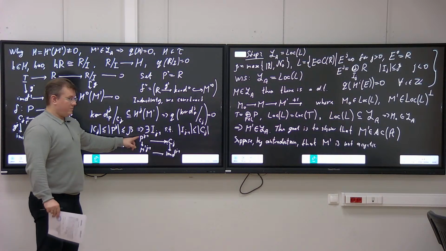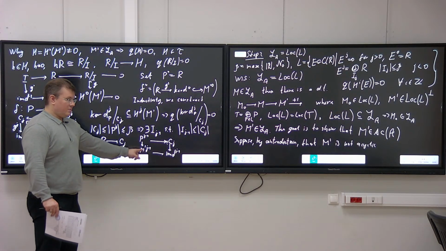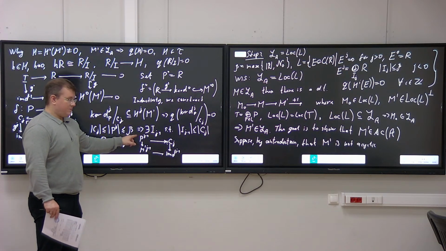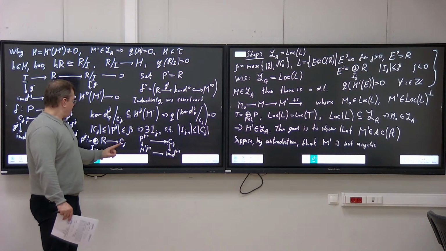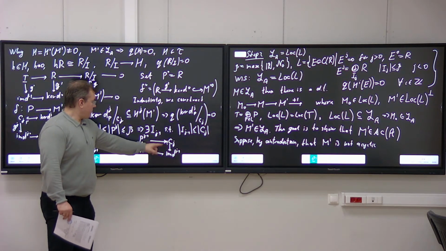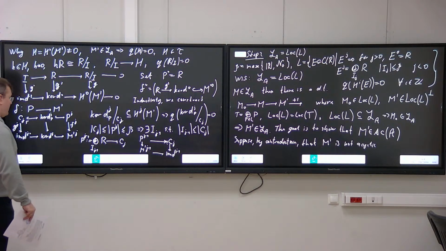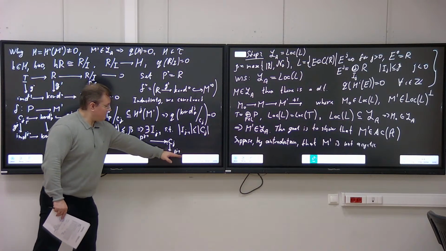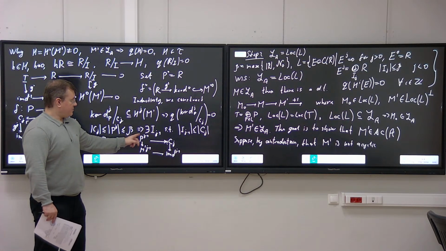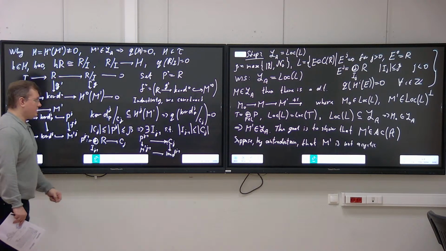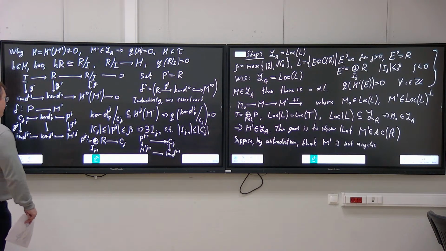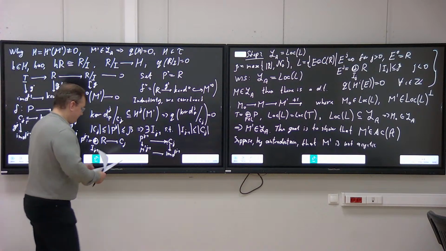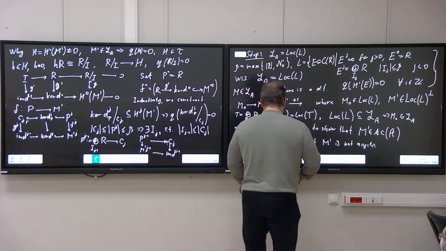So the map from the Pj minus 1 to the M prime j minus 1 exists because this is projective, right? By construction, we have a map here, which is an epimorphism. We also have a map here on the image, right? So now, using that this is an epimorphism, we can lift this map from the projective to the M prime j minus 1.